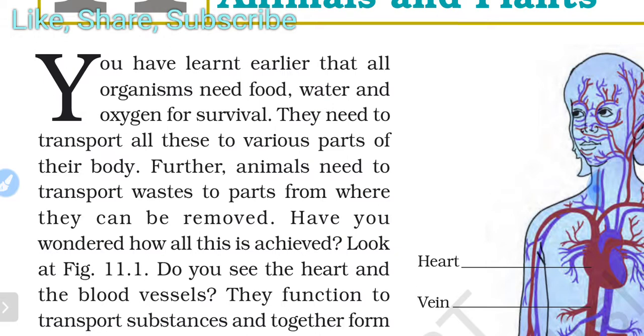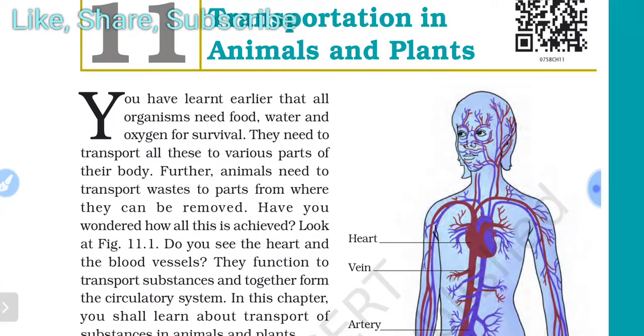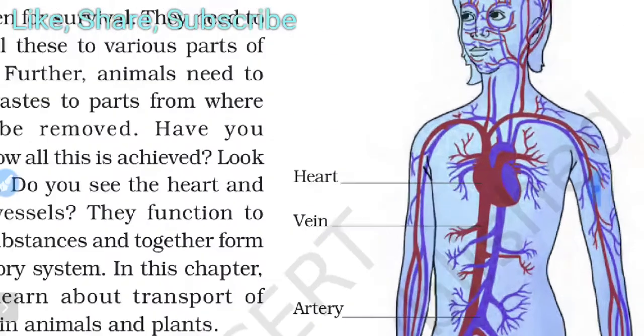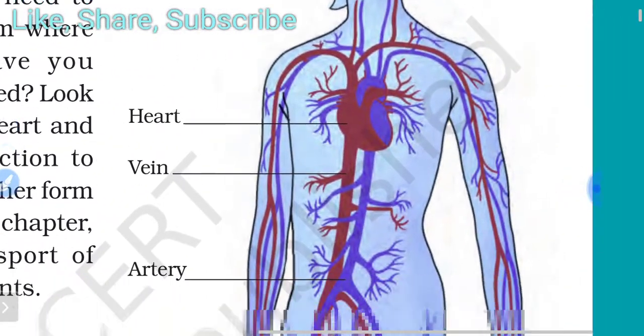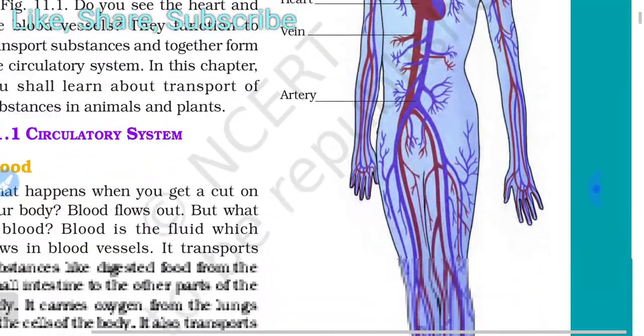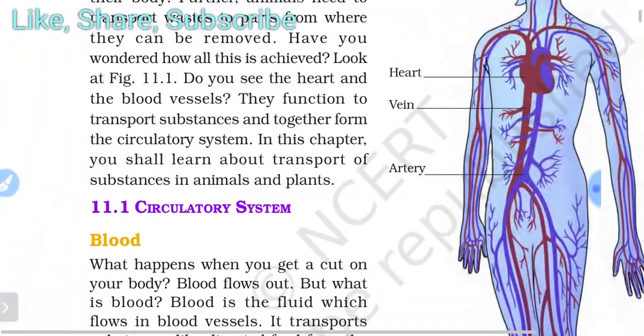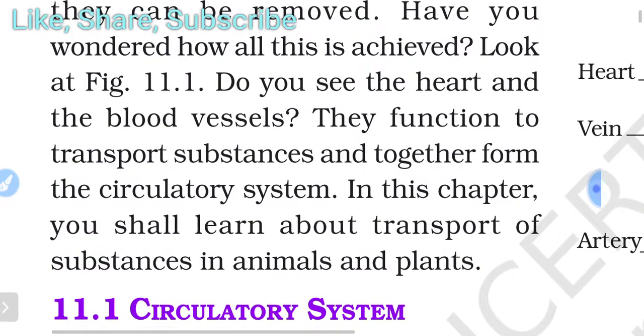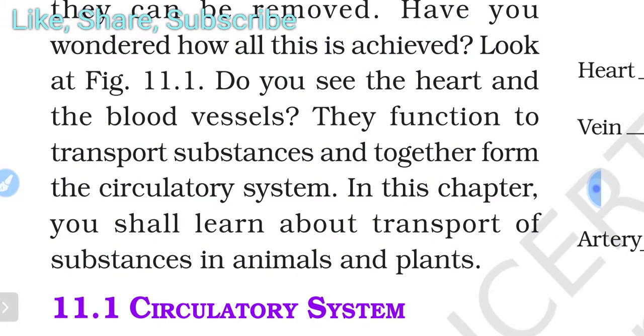Look at figure 11.1. Do you see the heart and the blood vessels? You can see in the figure this is the heart, and these others, veins and arteries, are blood vessels. They function to transport substances and together form the circulatory system. So the circulatory system is formed by the heart and the blood vessels.